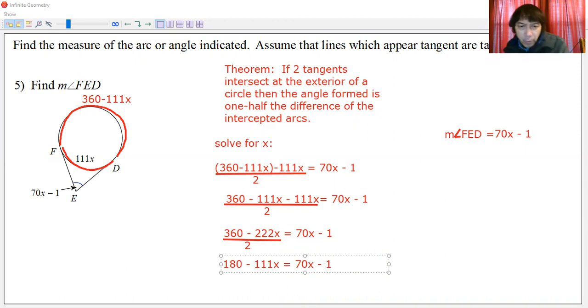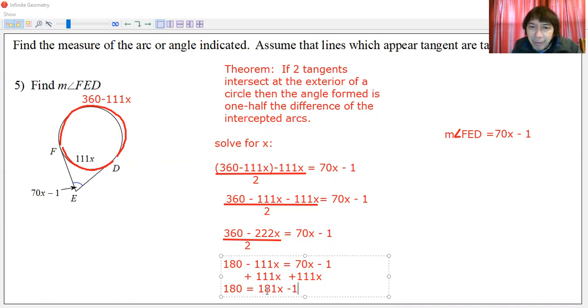All right, so we shall add 111x on the other side. This continues with 180 at the left side. The right side will now be 181x minus 1. All right, and so we can continue over here.